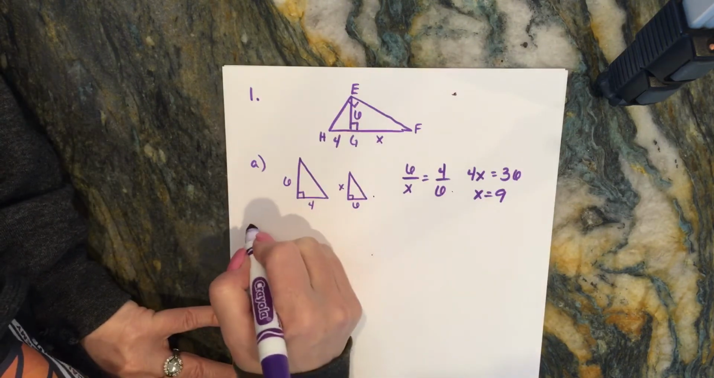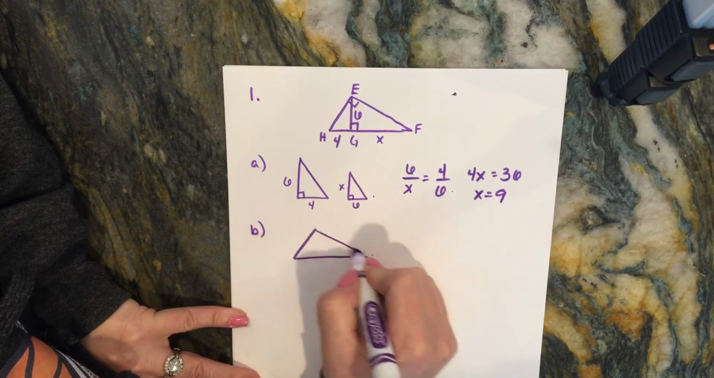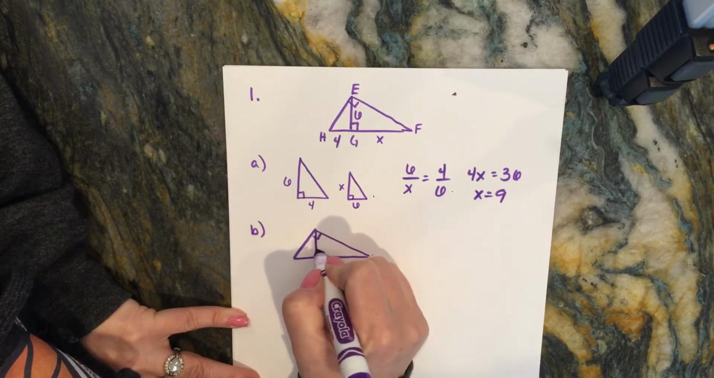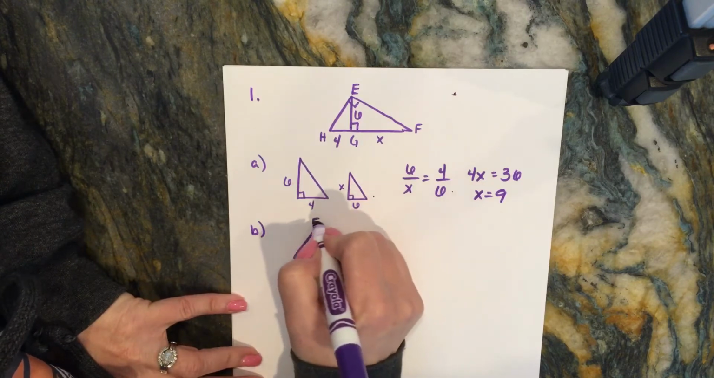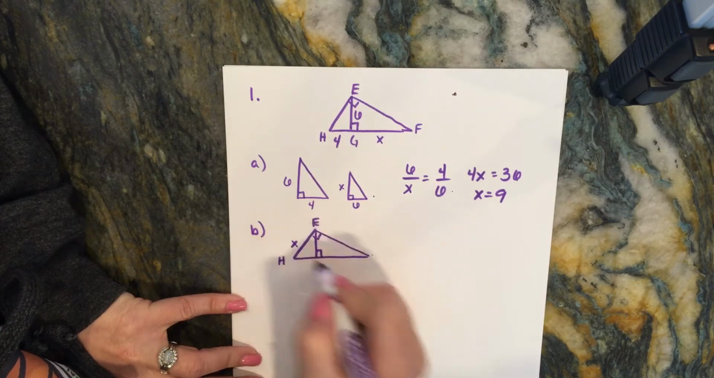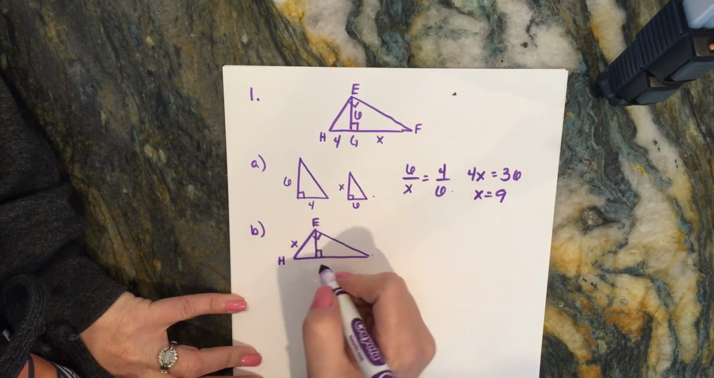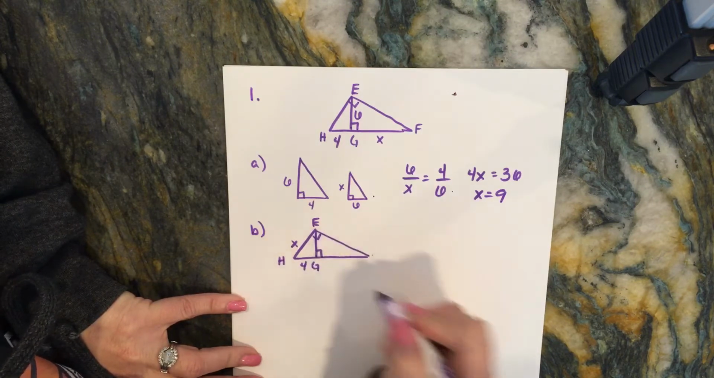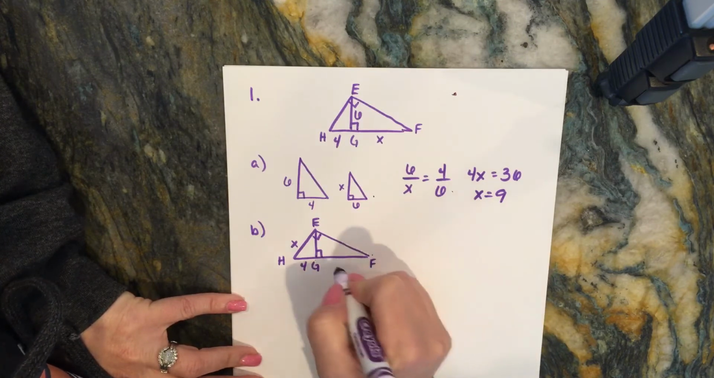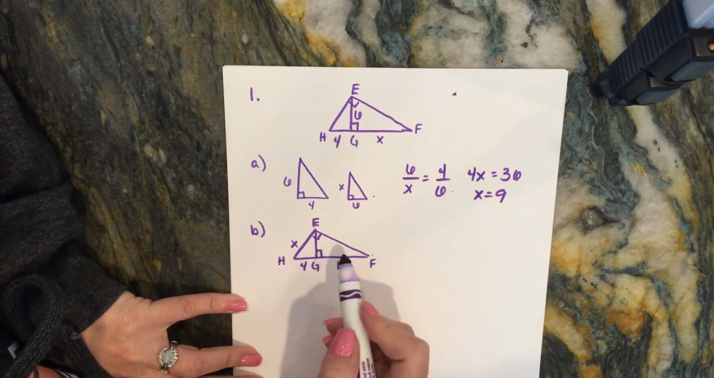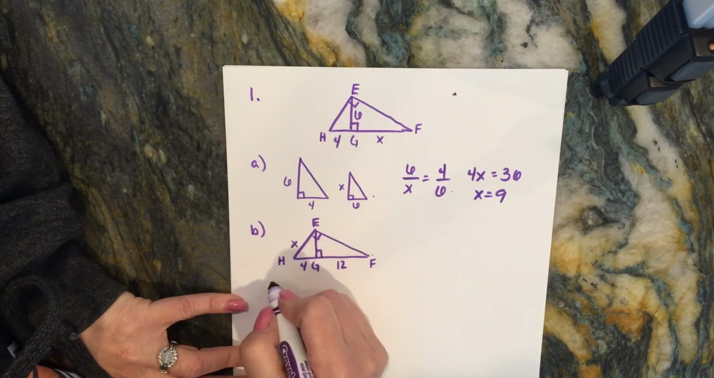All right, part B, same triangle, different information given this time. So right triangle with an altitude. They want us to find EH. So EH is X. They give us GH is 4. So this guy's 4 again. And they give us GF is 12. So it looks like we're working with the small and the really large. So I can redraw those guys.